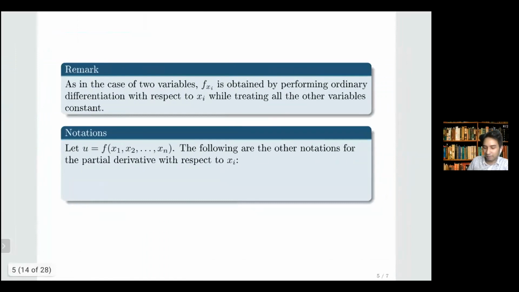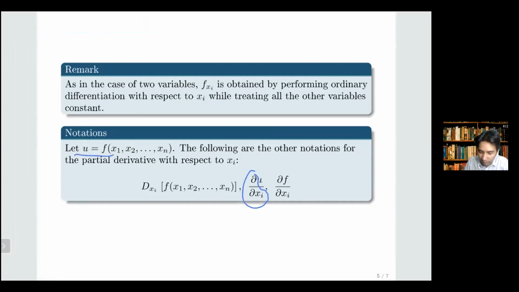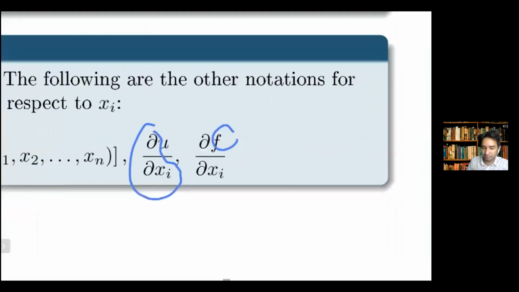So for the partial derivative with respect to x sub i, you can use D sub x sub i. Yun yung parang D sub x and D sub y natin from before. And then we still have the partial notation. So partial u over partial x sub i, meaning the partial derivative of u with respect to x sub i. Okay, and u is equal to f. Okay. So pwede ring partial f with respect to x sub i. Okay.